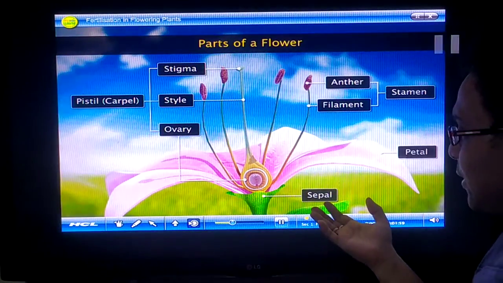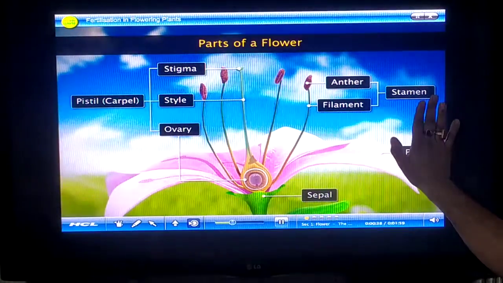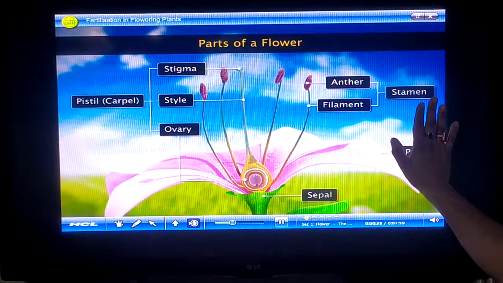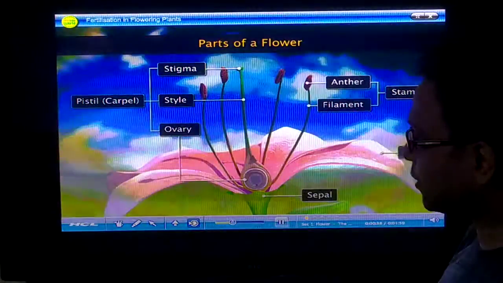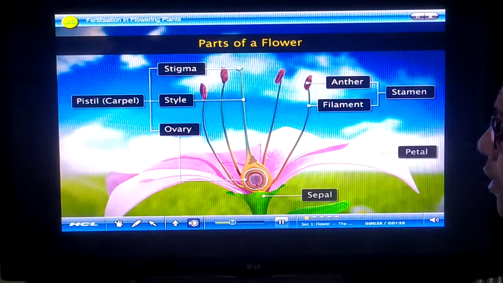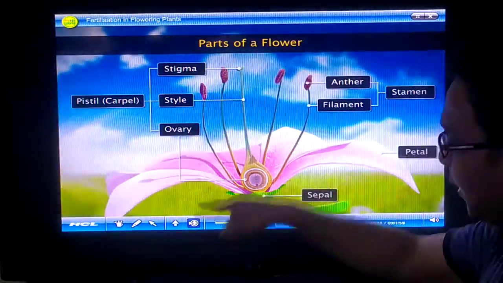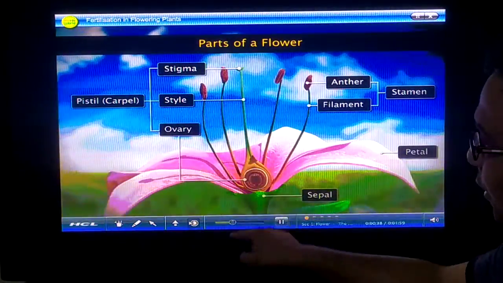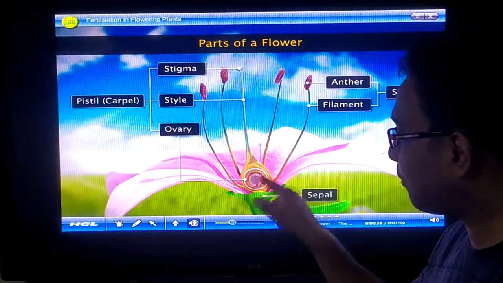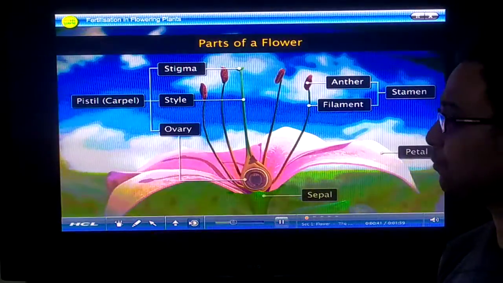So there are the sepals, right? And the petals, and this one is called the stamen, that is the male part, the androecium. It has two parts, anther and filaments. On the other hand, the female part is called the pistil or carpel. It has the stigma, style and ovary. Inside the ovary, the ovules are present, and inside the ovule, the embryo sac is present, which we will discuss in today's session.